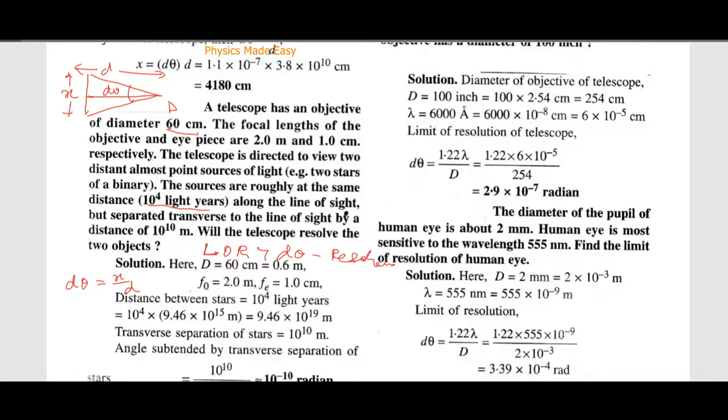Let me make here a correction. If limit of resolution is less than this, then it will be resolved. If limit of resolution is more than this d theta, that is d theta is 10 degree, suppose limit of resolution is say 20 degree, then it won't be resolved. So if limit of resolution is less than the actual angular separation, then it will be resolved.